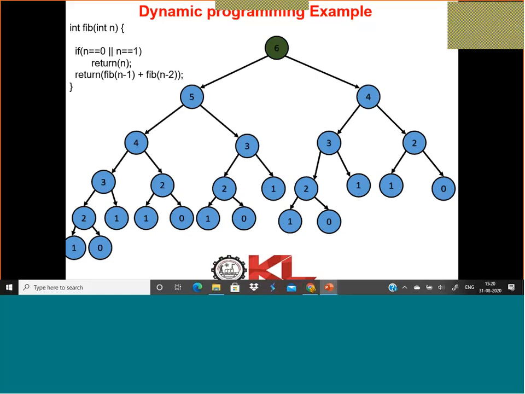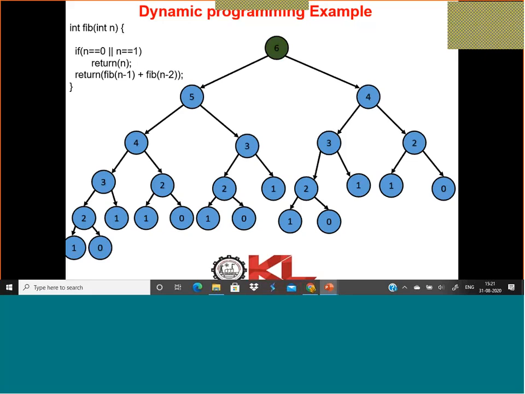This tree tells you how many times the Fibonacci function is invoked. Initially we invoked Fibonacci of 6, which invoked Fibonacci of 5 and 4. Again 5 invoked 4 and 3. Like this, it recursively keeps invoking the Fibonacci function. This is a simple algorithm; you can easily understand it. Look at the leaf nodes: whenever n becomes 0 or n equals 1, it immediately returns the value.